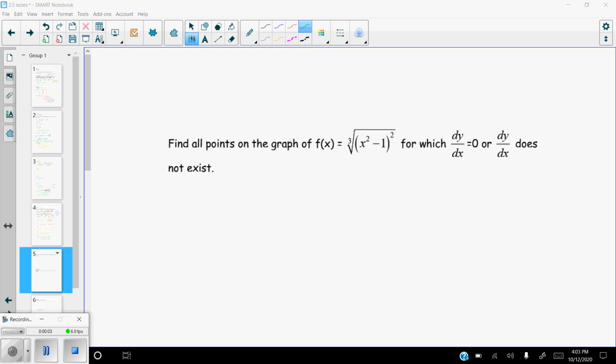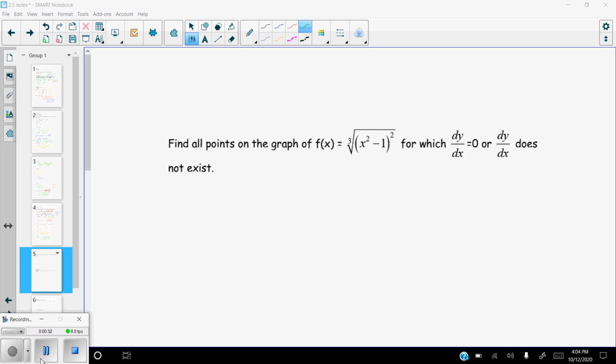Okay, third and final video for section 2.3, some of our application-based problems. So using the chain rule, it says find all the points on the graph of f of x, which is the cube root of x squared minus 1 squared, for which dy over dx equals 0 or dy over dx does not exist. So in order for us to figure out where the derivative is 0 or where the derivative doesn't exist, we need to find the derivative first.